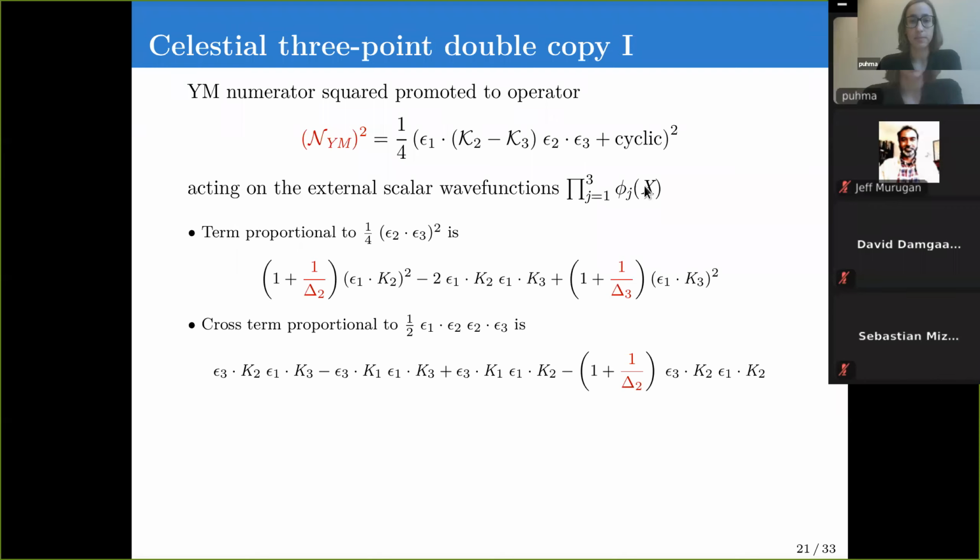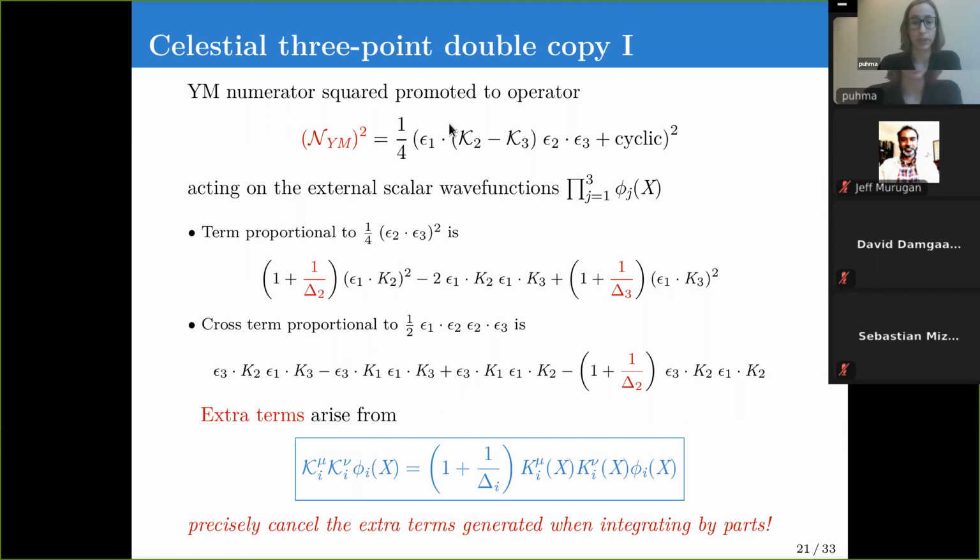Okay, so now let me explain this in some detail. So from this squaring, there are two types of terms. There are these terms where you have two polarization vectors dotted into each other squared, like so. And you have cross terms, like this. Now, the action of these differential operators on the scalar wave functions will produce for you a couple of terms. And in red are depicted those terms that you don't normally get if those capital K's were little k's and you are in the momentum basis. So you get extra terms. And these extra terms arise from the action of these differential operators.